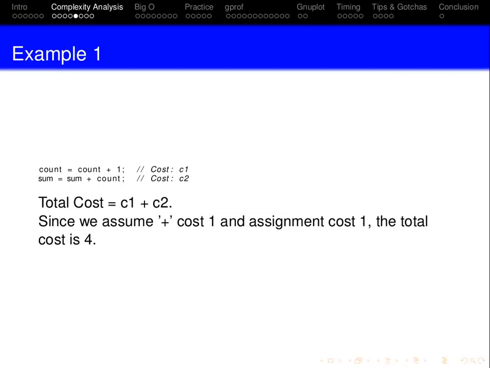Okay, so quick calculation here. Count equals count plus 1, and then sum equals sum plus count. We're saying that the first line has a cost of C1, and the second line has a cost of C2. So the total cost would be C1 plus C2.